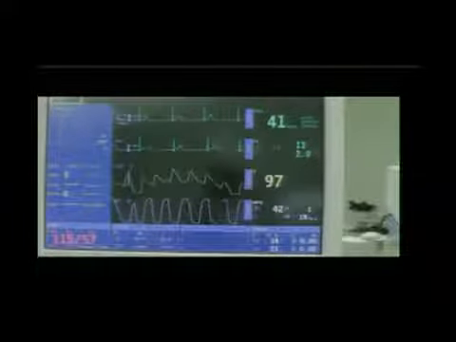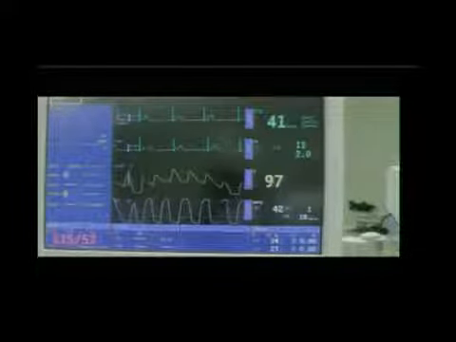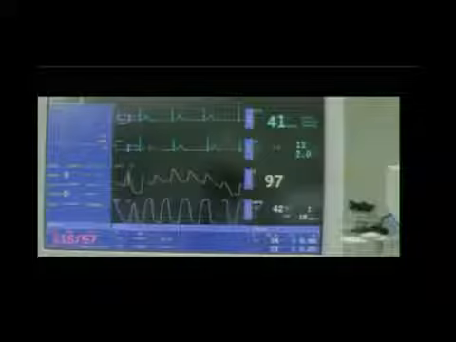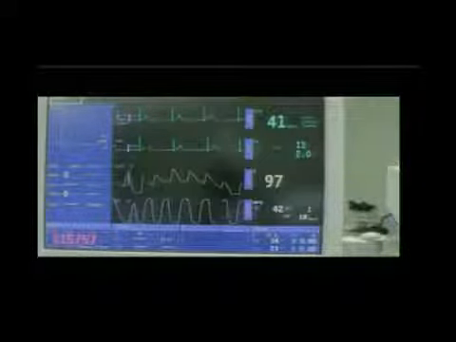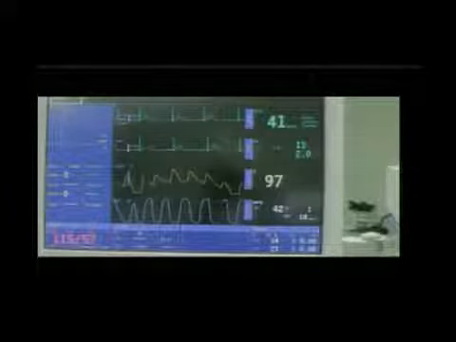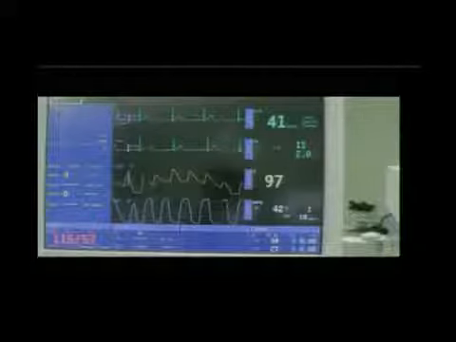In this particular patient, young and athletic, the heart rate is only 41. Oxygen saturation is 97%. That means the patient's blood is pretty much completely saturated with oxygen, as much as it can carry. End-tidal carbon dioxide here is 42. The normal number is about 40, 42. So that's what you expect to see in a patient who is breathing regularly.